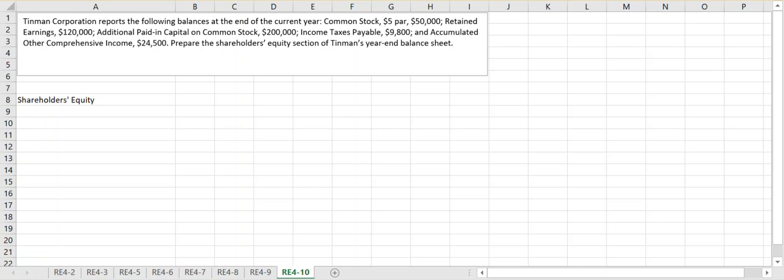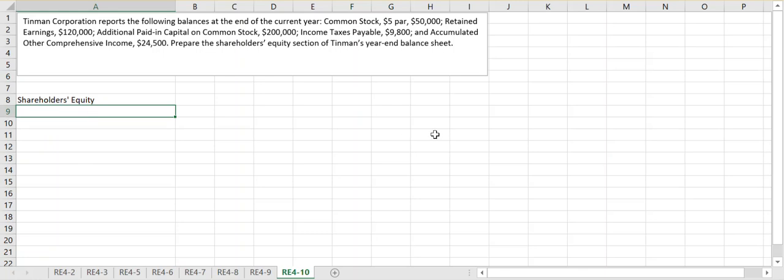In this example video, we're going to look at how we put together the shareholder equity section of our balance sheet, and we're going to look at review exercise 410. It tells us that the Tin Man Corporation reports the following balances at the end of the current year. We have our common stock, retained earnings, additional paid-in capital on common stock, income taxes payable, and accumulated other comprehensive income. They want us to put together our shareholder equity section of our balance sheet.